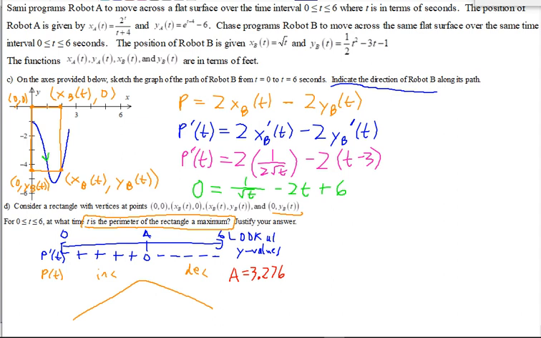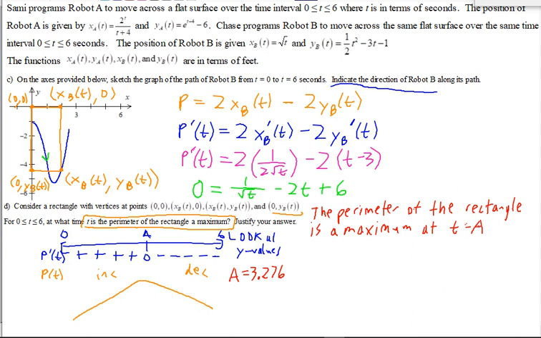Normally if you had to actually find the perimeter, I would store this in the calculator. And then to find the perimeter, you would plug it into our original equation here before we took the derivative, just p for the perimeter. But here it's only asking for the time, so you don't have to do that. So you can just say the perimeter of the rectangle is a maximum at t equals a. The units for time again are seconds.